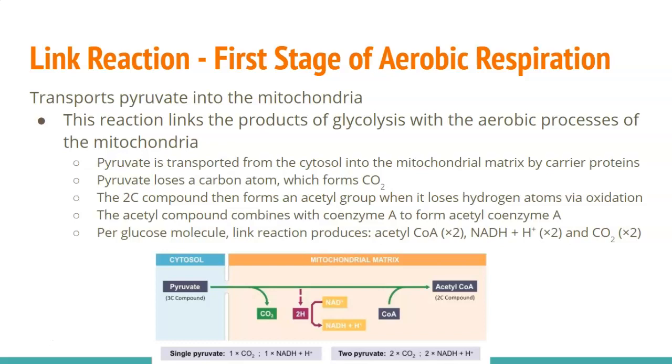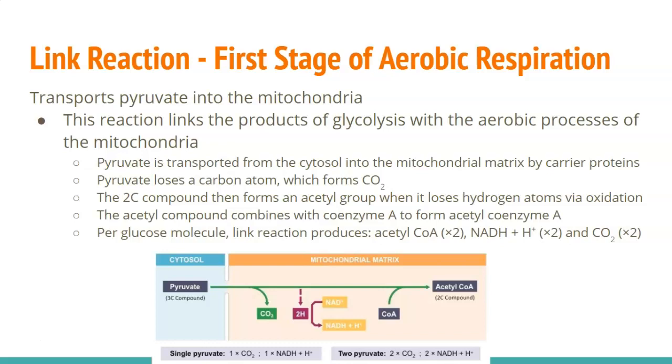So this is our half step. The link reaction is what brings the pyruvate from the cytosol into the mitochondria. Really, there's not a whole lot to talk about here. We just want to talk about how the link reaction basically starts the actual aerobic processes of mitochondria. So the pyruvate is transferred into the mitochondria and loses a carbon atom. When it loses a carbon atom, it becomes a 2C compound, and that extra carbon forms CO2, carbon dioxide.